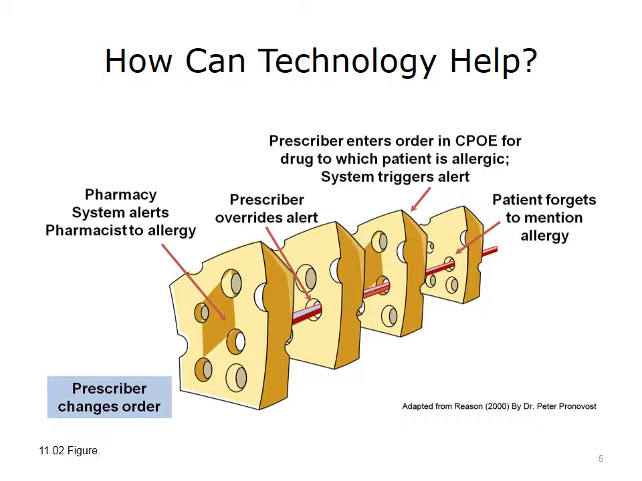Should the prescriber choose to override the alert and still order the drug, the pharmacy system could alert the pharmacist to the allergy, and the pharmacist, who reviews all medication orders, would call the prescriber to discuss. Again, a defensive layer is put into place by technology.